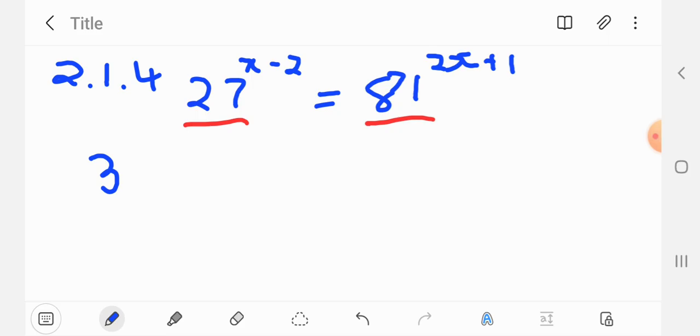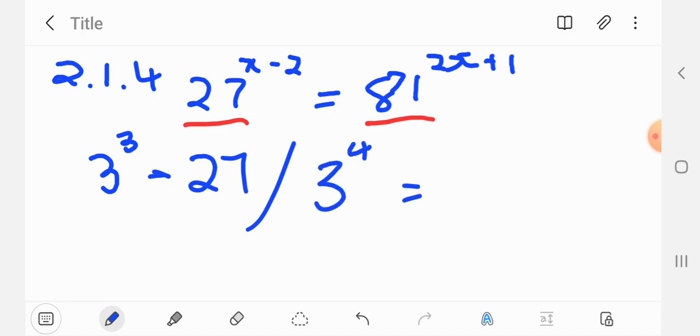We can say 3 to the power of 3. In your calculator, you can say 3 to the power of 3, that will give you 27. And then how can we write 81 using 3? We can say 3 to the power of 4. So just write 3 and try a lot of things. This is equal to 81. So we have 3 to the power of 3 is 27, 3 to the power of 4 is 81.